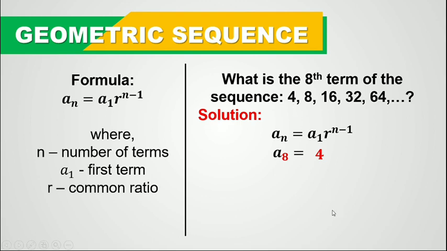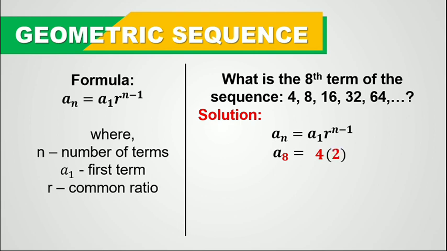So how are you going to find the common ratio of this sequence? The common ratio, you look at what number is multiplied to get the next term. For example, 4, what number is multiplied to become 8? It's 2, right? So 8, what is multiplied to become 16? 2 again. 16, what is multiplied to become 32? It's 2 again. And then what is being multiplied to 32 to get 64? It's 2. So therefore, 2 here is the common ratio. So that's basically how you find the common ratio.